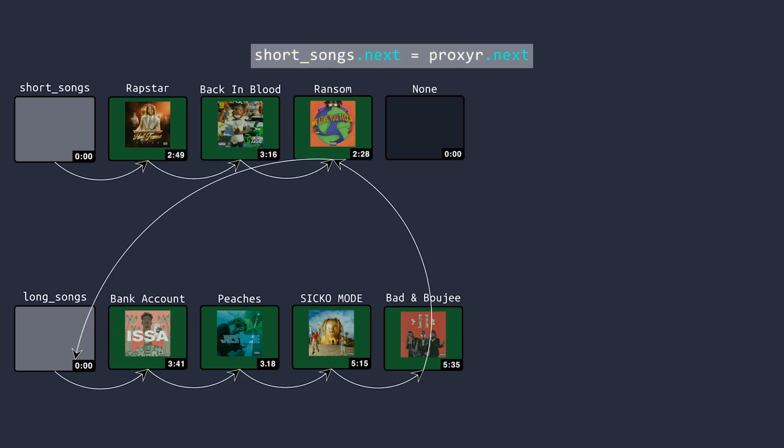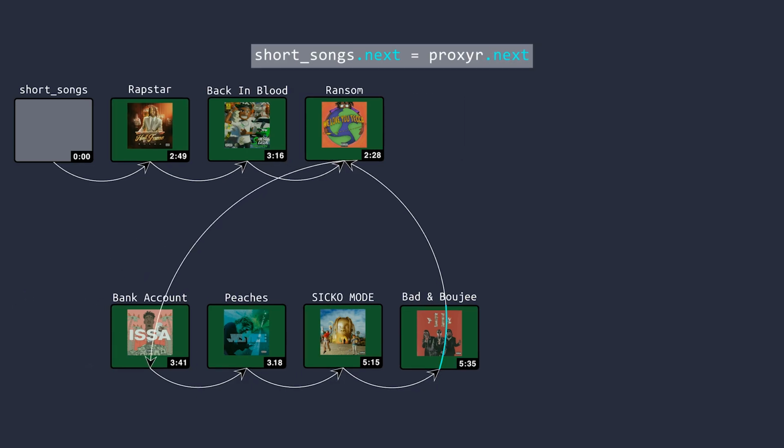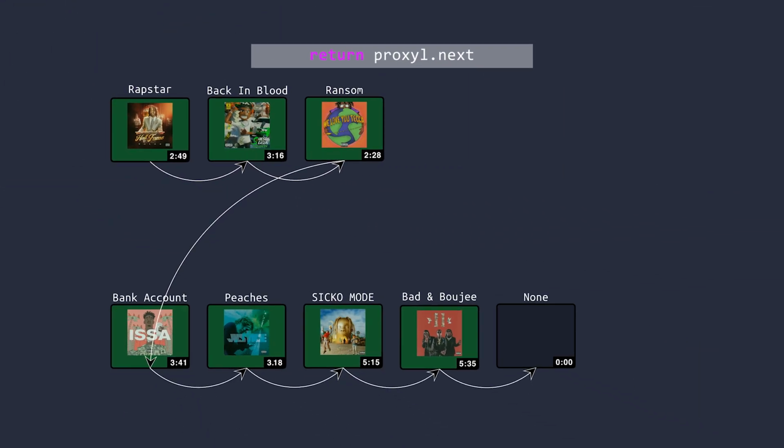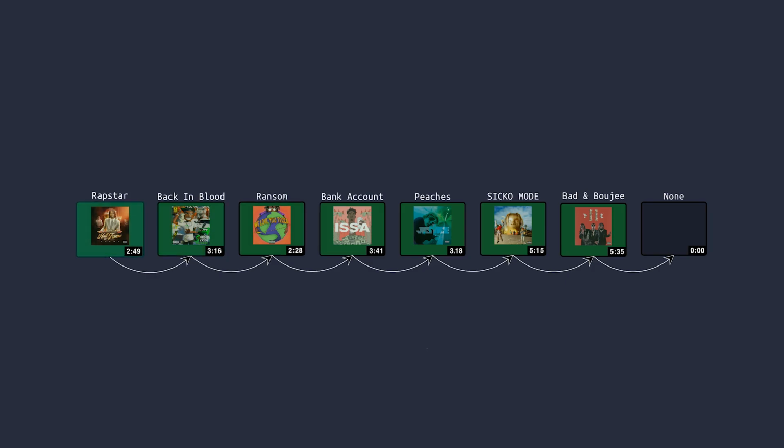I'm going to set short song's next pointer to proxy R, or proxy right, dot next. But what a bummer, I created an infinite loop here with the pointers. The solution is obvious here, but still take a moment to brainstorm for a sec. Because I got a reference to Bad and Bougie, well, this is as simple as changing its next pointer. And that's the partitioned list.